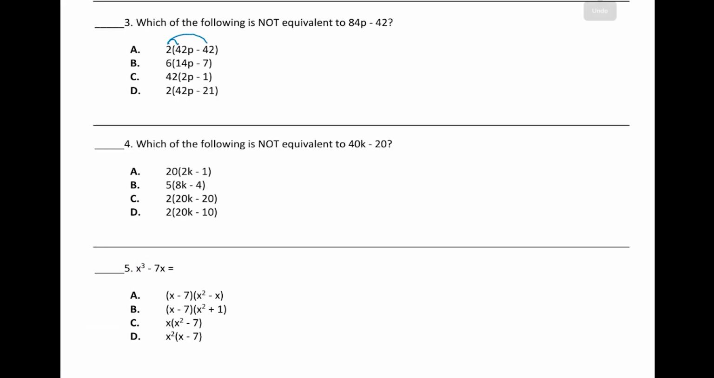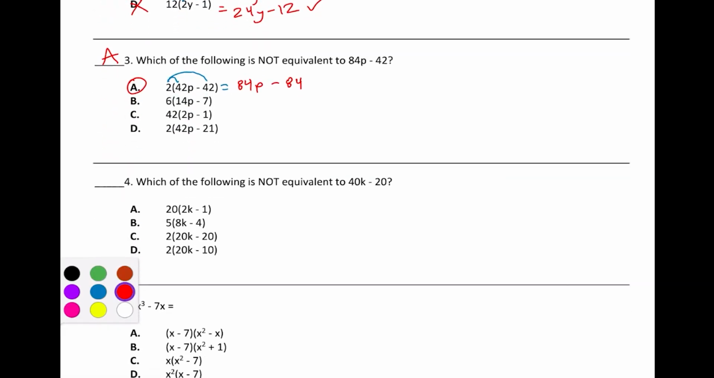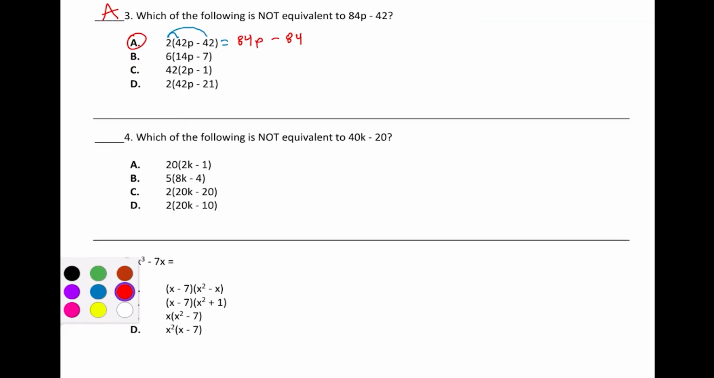So if I multiply 2 into that binomial, 2 times 42 would be, what would that be? I guess that'd be 84p minus 84. That is not equivalent. So yeah, we get lucky once again. Wasn't A the answer on the last one? Yeah, it's just the way it goes sometimes. But let's check the rest of these.